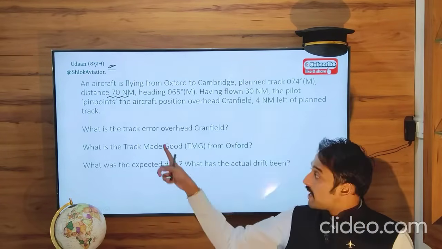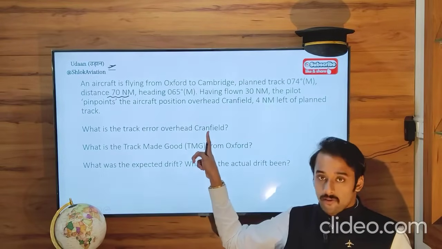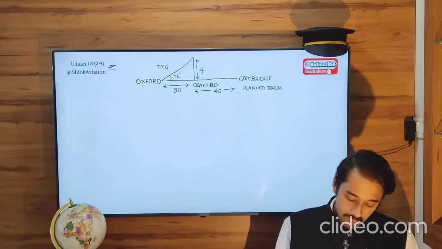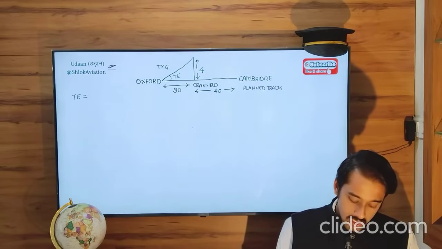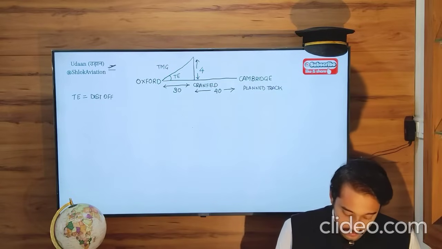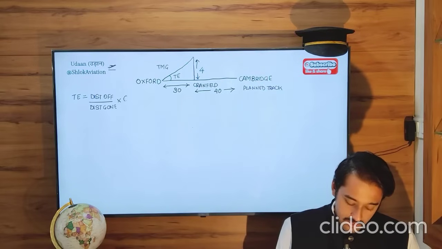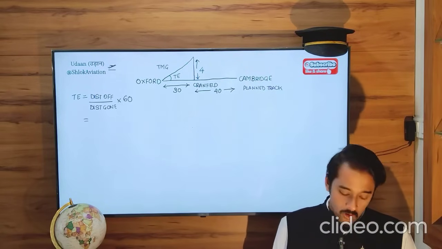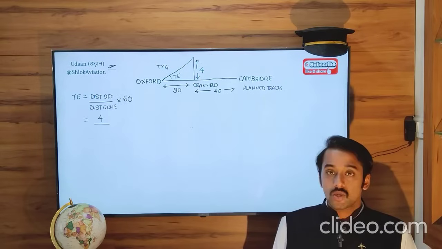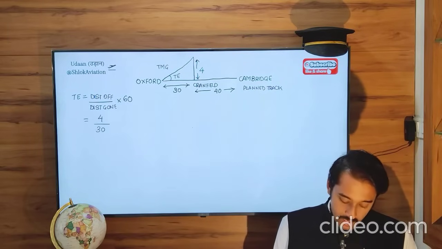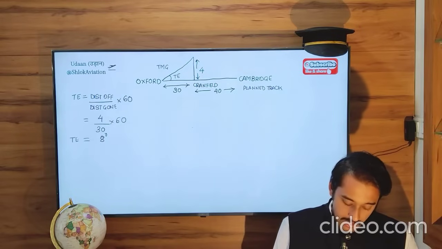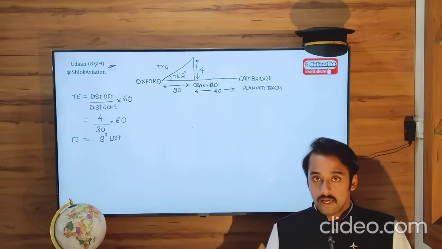So what is the track error over Cranefield? Let's find track error. Track error will be equal to distance of track divided by distance gone into 60. So distance of track is 4, distance gone is 30, into 60. So answer is 8 degree. Track error angle is 8 degree left hand side.